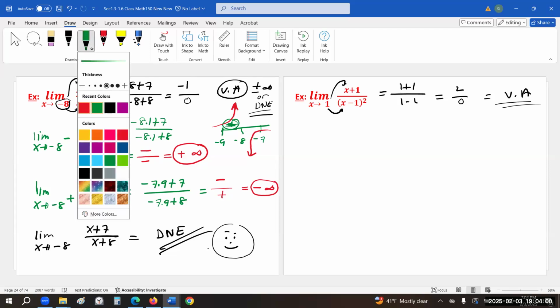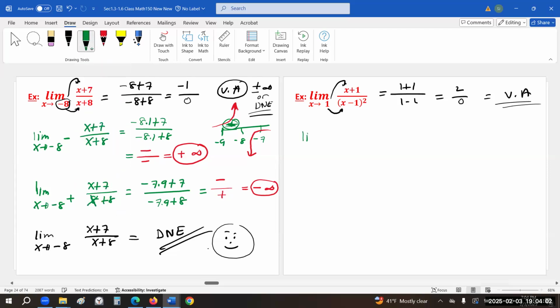So we have to look at the one-sided limits: the limit as x goes to 1 from the left side, and the limit as x goes to 1 from the right side, of (x + 1) over (x - 1) squared.